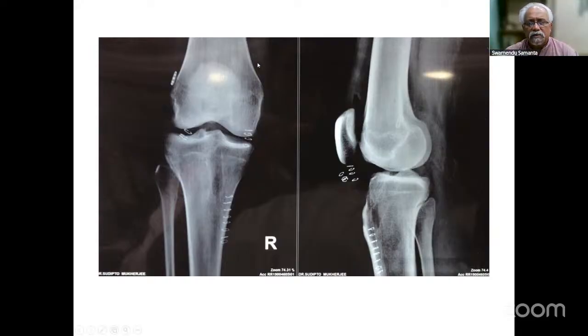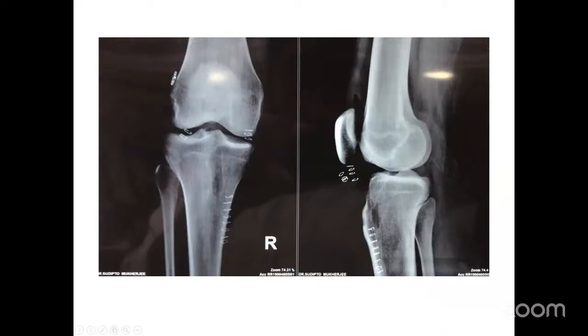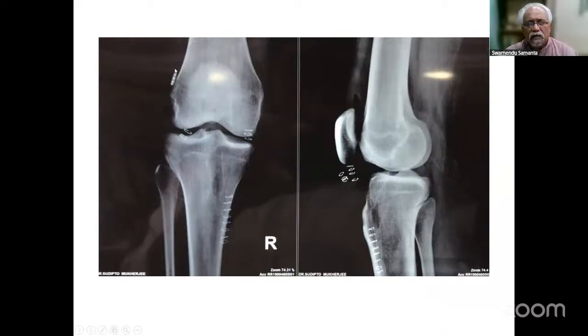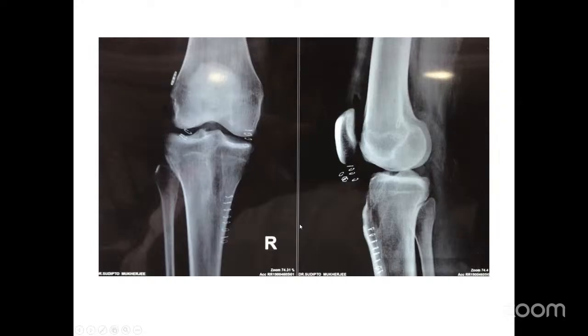Suppose this is a radiograph of the knee. Obviously, you can see that this is a radiograph of a skeletally mature person. And can you see something on the lateral femoral cortex? This is a post-op radiograph of probably ACL reconstruction surgery.